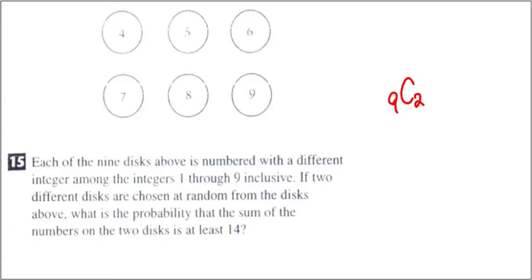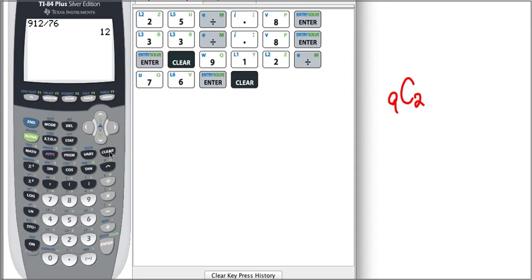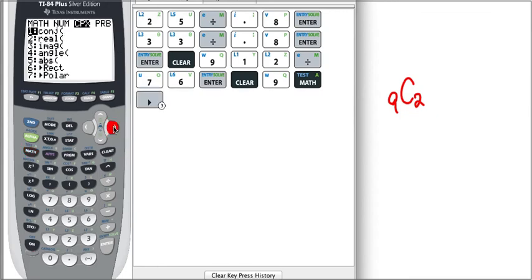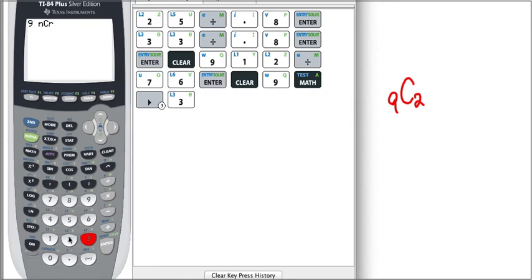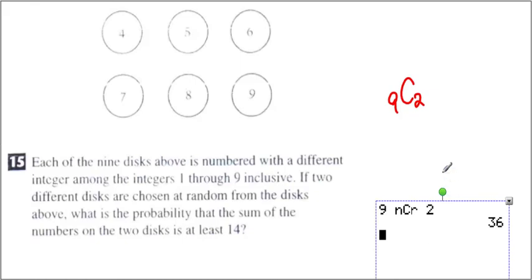If you put that into the calculator, we can put it in this way: 9, then C is basically under math, probability right over here, and then nCr, which is number 3, then 2. Then you will realize that the number will be 36. So this is equal to 36.